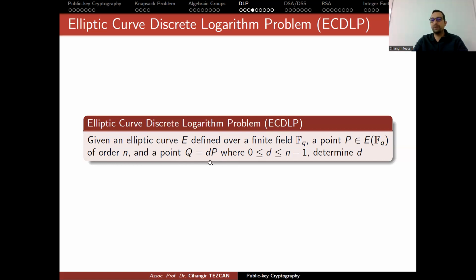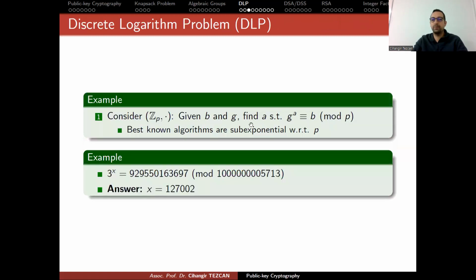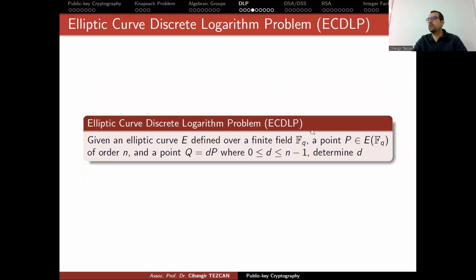Of course, now the question is, how do I add a point to itself? And why is it a group? We will talk about it next week, okay? But this elliptic curve discrete logarithm problem is harder than this one because we don't have any sub-exponential time algorithm to solve this, okay? This is why in encryption algorithms, your secret key is reduced if you use elliptic curves, okay? That is the whole idea.